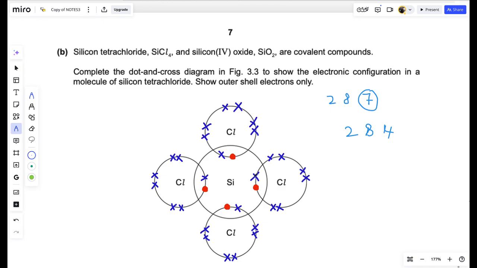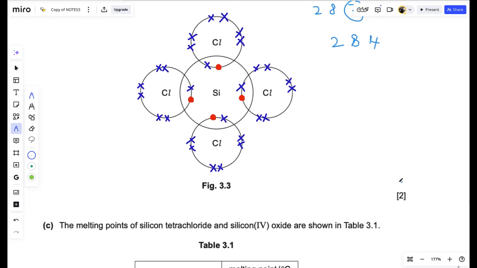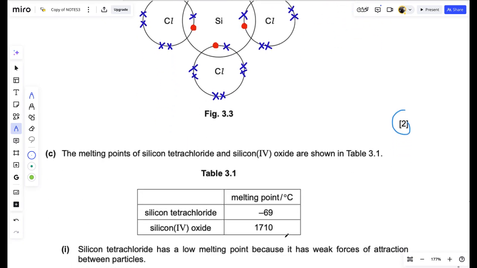Because chlorine has given 1, 1, 1, which is 4, and silicon gives 1, 1, which is 4. That's 8. If you go this way, everything is 8. If you go this way, everything is 8. This is called silicon tetrachloride. So this is the bonding. If you're able to do this, you get your 2 marks in the exam. So we'll move on to the next question.